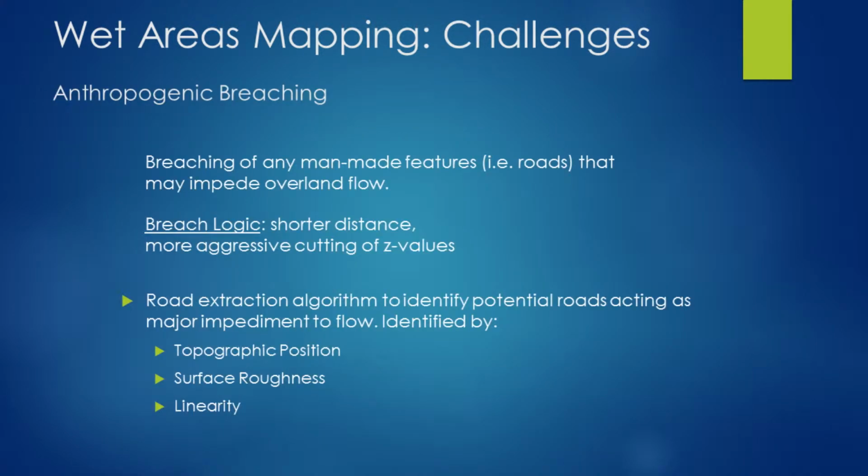So after that, we started to look at a couple different breaching methods. The first I called anthropogenic breaching, which is basically when we're going to breach any man-made features, right? Because those should be dealt with differently than natural features, because their forms are different. So we had to come up with a certain breach logic for how we would deal with these anthropogenic features. Our logic was to have a shorter distance of breach with a more aggressive cutting of elevation values.